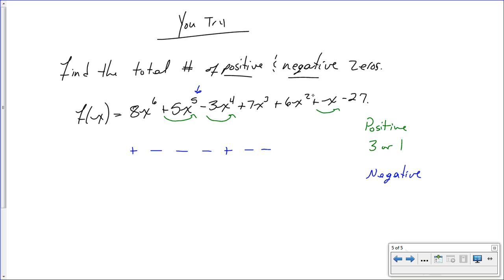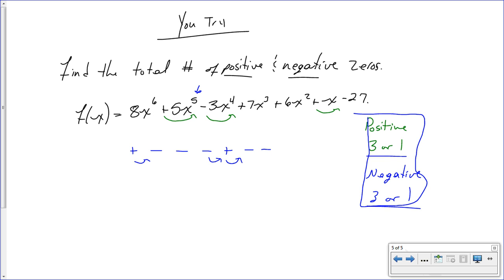All right, so let's see. 1, 2, 3, 4, 5, 6. I should have 7 signs. 1, 2, 3, 4, 5, 6. I got 7 signs. Now just count the flips. 1, 2, 3. So negative, I'm also going to have 3 or 1. So that's our total number. Whoops, that's a really bad straight line. So that is our total number of positive, 3 or 1. Total number of negative is also 3 or 1.